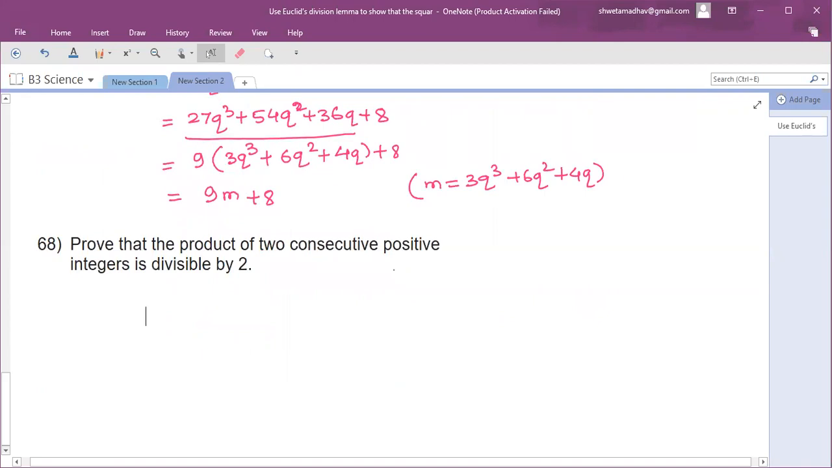Now, the next question is: prove that the product of two consecutive positive integers is divisible by 2. It is an obvious fact. Take any number and the next number, two consecutive numbers. One of them is always an even number, because even and odd numbers alternate. And you know that an even number is always divisible by 2, right?